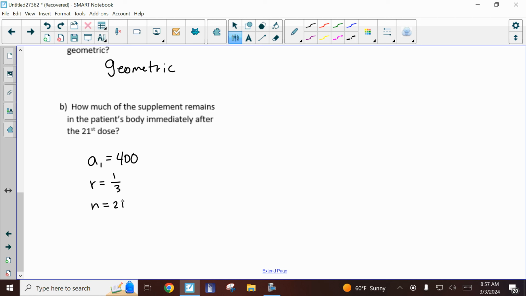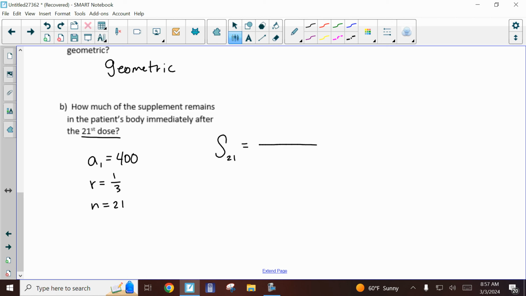Okay, so this dude is taking a 400 milligram dose each day, but of that 400, there's still a third left. So he's got the third, and then he's going to add another 400 to it. So this one actually is a sum. We're going to find how much is in his body after the 21st dose. The word dose is important because it's basically 21 times that he's taken the pill. So we're going to find the sum of the 21st dose.